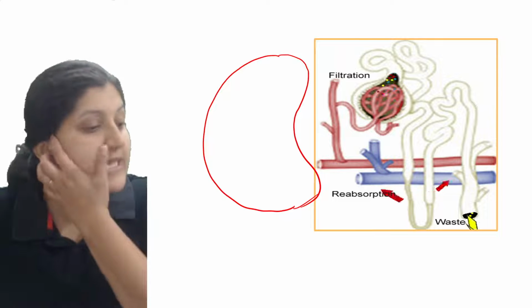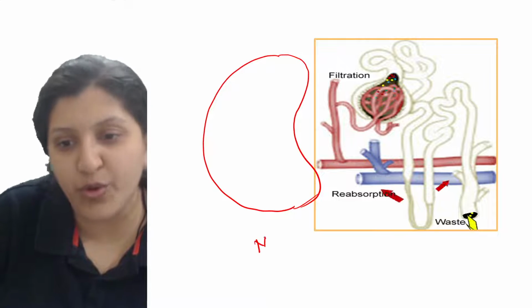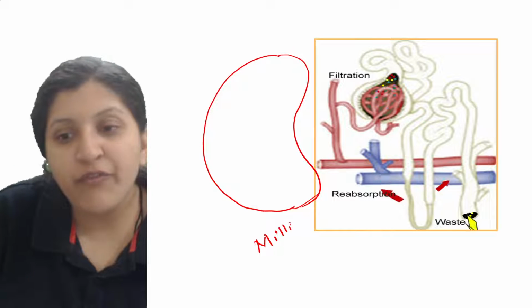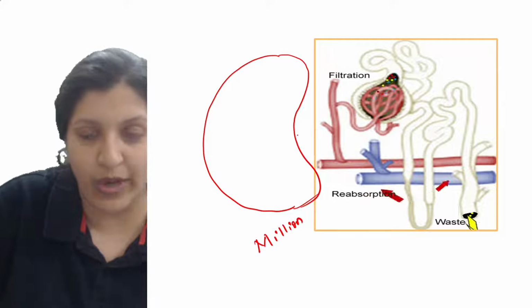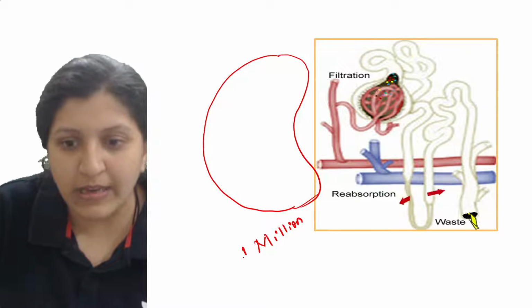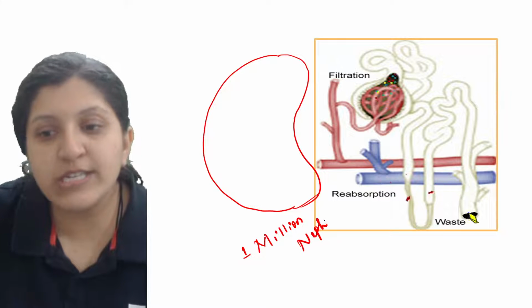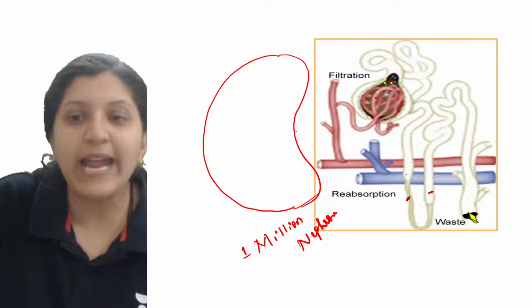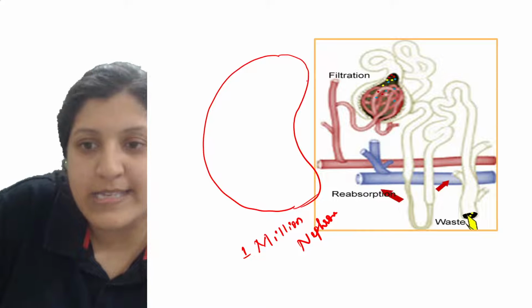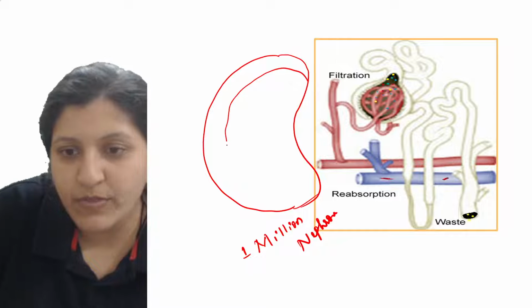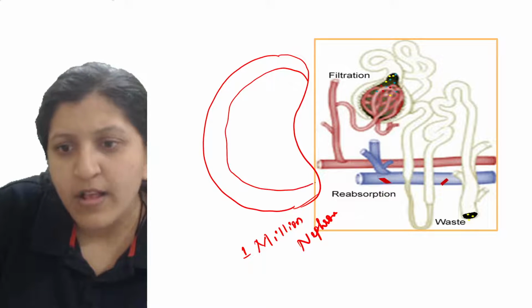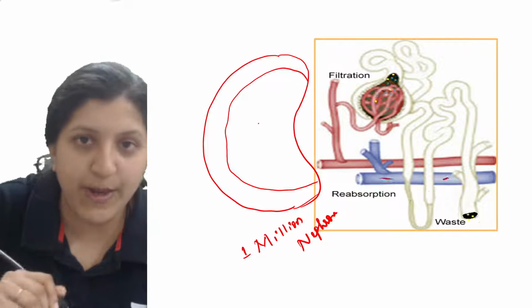So how exactly are there millions of nephrons? It is not 1 or 2 nephrons which are situated here. You can find nearly about 1 million nephrons in each kidney. That means there is a cortex region here, that is the surrounding area. Then this region is called the medulla.